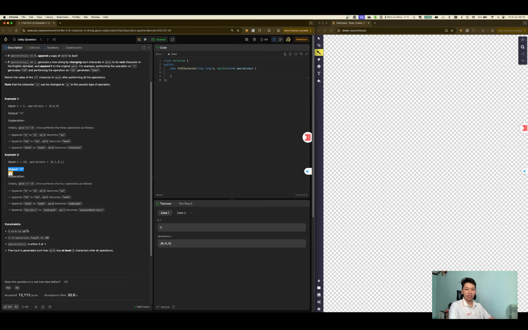The constraint on k is very large here. In the previous problem k was only up to 1000, so we could use a naive brute force algorithm to construct the string. But with this limit, you can't do that, because it requires too much memory. But you can see the operations length is really small. Never mind. Let's go.